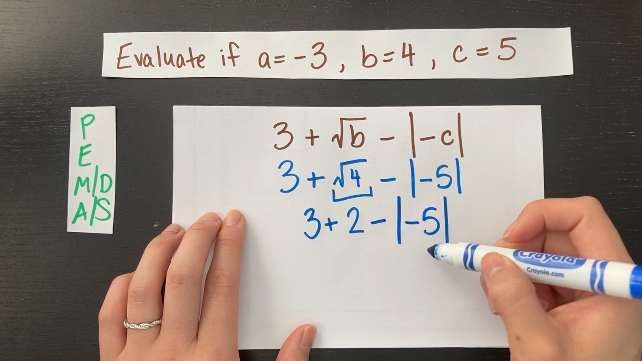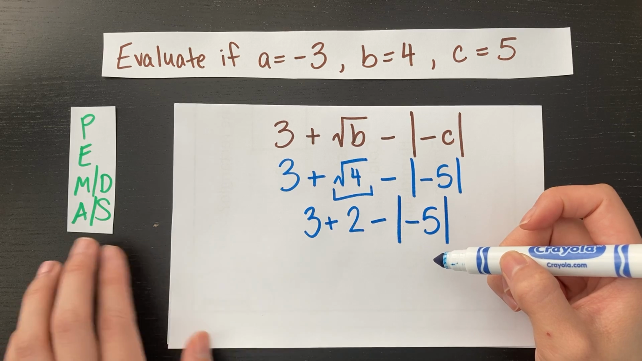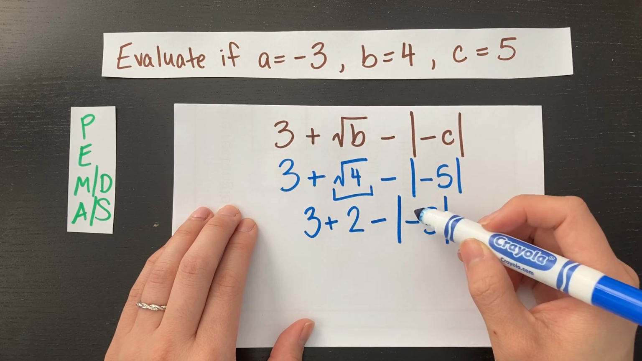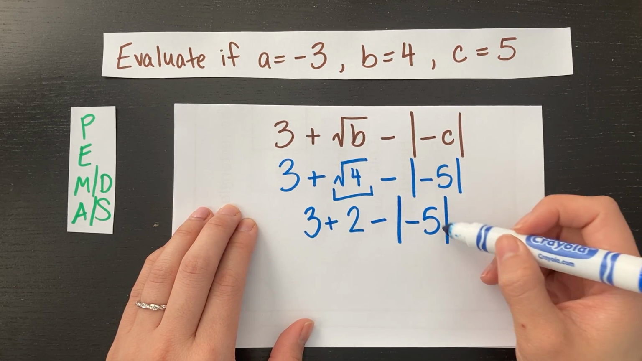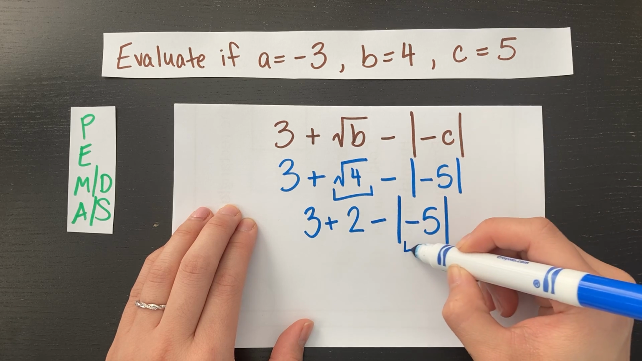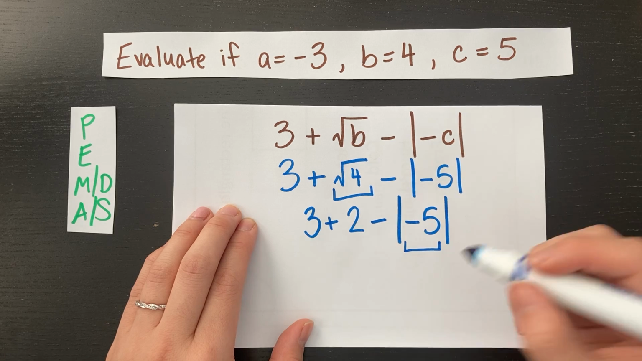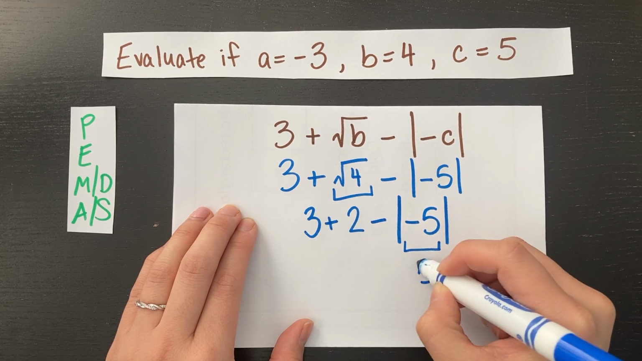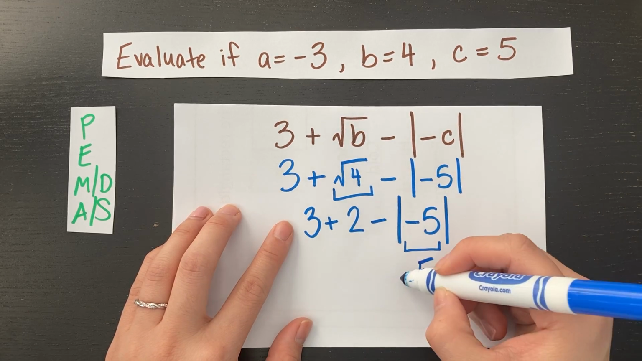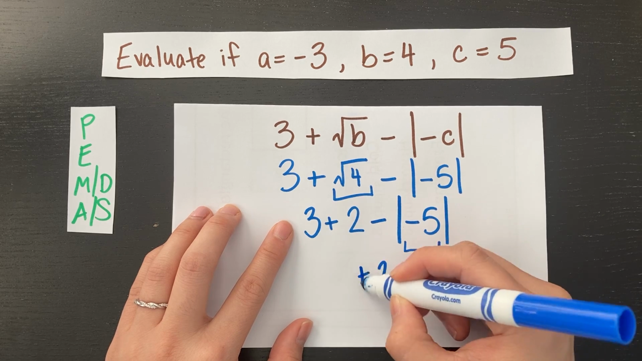I know that addition and subtraction come last, so I'm not going to do that till the very end. So the only thing left I have before addition and subtraction is this absolute value. How far is negative 5 from 0? It is 5, and we know absolute value is always positive. This is 5, and I'm just going to bring it all down.